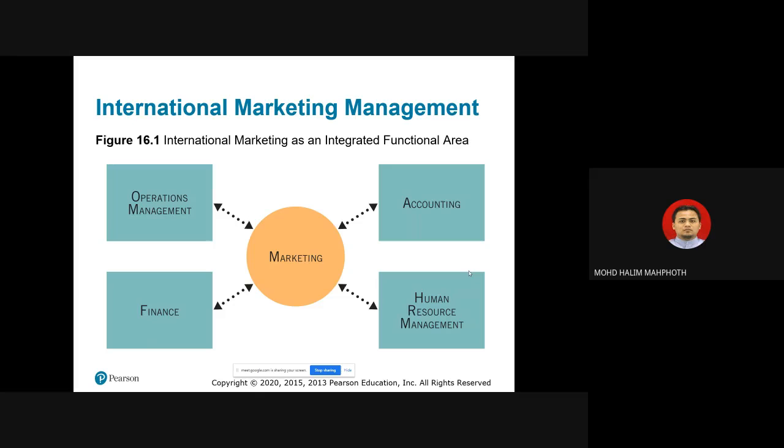So marketing can stay as the center, because under marketing you need to communicate with all of these divisions in order to succeed at the international level.